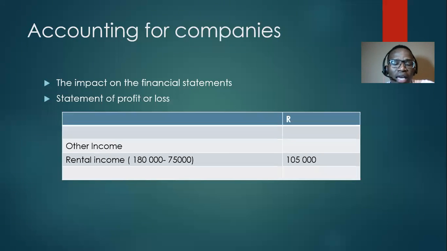So we are going to look at what will be the impact on the statement of profit or loss, right? Remember, your rental income for company A is going to be part of other income. So it was 180,000 that was received, then adjusted by 75,000. Then it means the rental income that is being generated for that financial period that ended on the 31st of December 2021 is going to be 105,000, right?